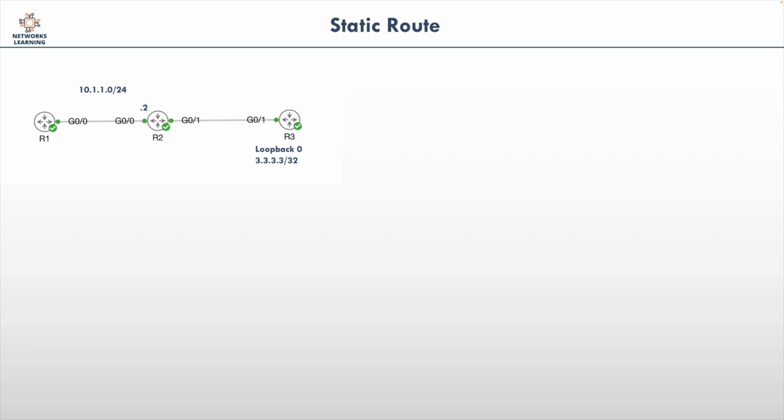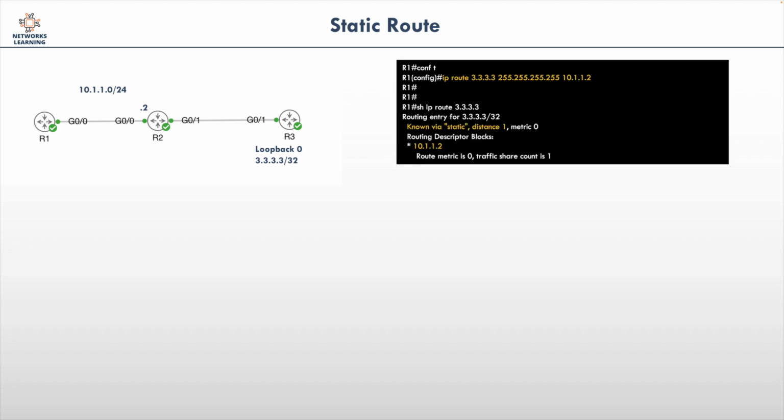Now let's dive into the static routes, and specifically the IPv4 static routes. I have these 3 routers directly connected, R1, R2 and R3. The subnet between R1 and R2 is 10.1.1.0/24, where router 1 gigabit 0/0 has the .1 and router 2 gigabit 0/0 has the .2. On router 3, I have configured loopback 0, which is 3.3.3.3/32. On R1, I configure a static route for the loopback 0 on R3. As a next hop, I'm using R2 gigabit 0/0 IP address.